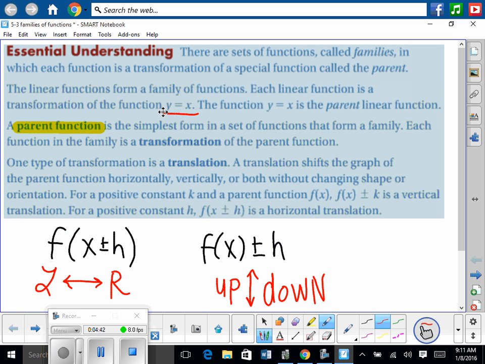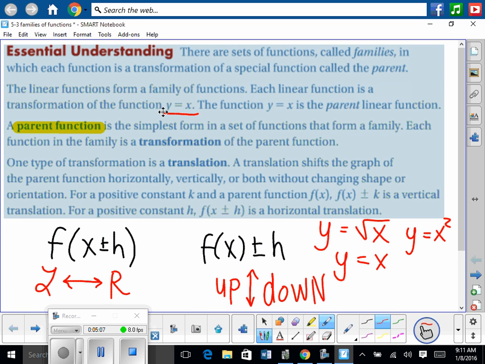Okay, so then the parent function for a line means non-shifted. It's just right at the origin, and it has a slope of 1. So the parent function of a line is y equals x. The parent function for a square root function would be y equals the square root of x. So do you understand how the parent functions are the basic non-shifted functions? Is everybody good with that? So that's all we need to get out of this slide.